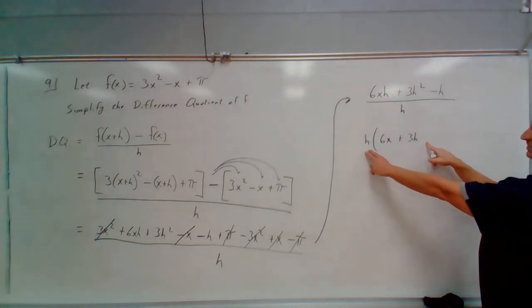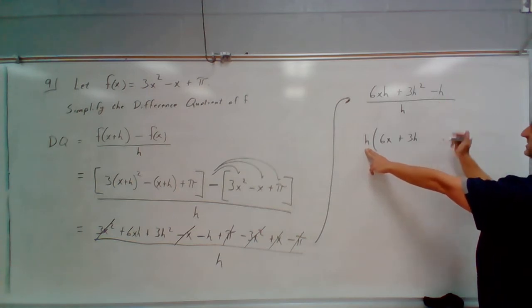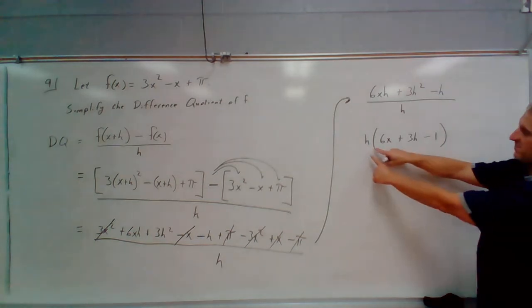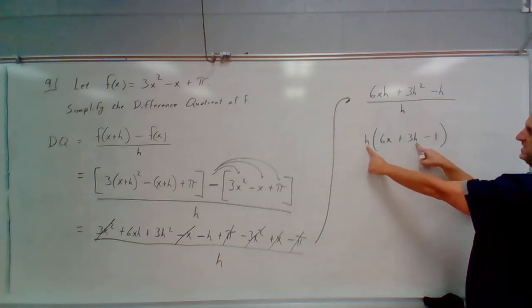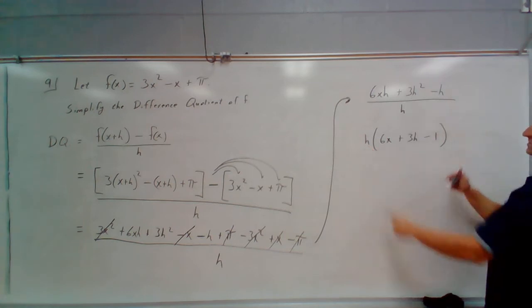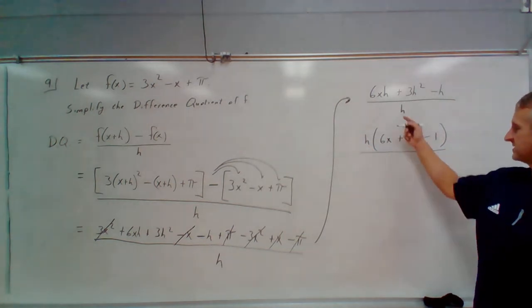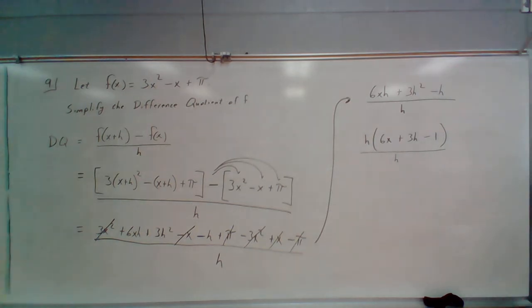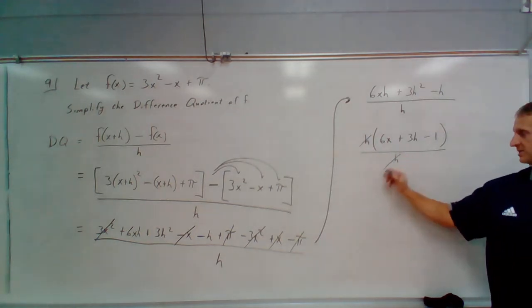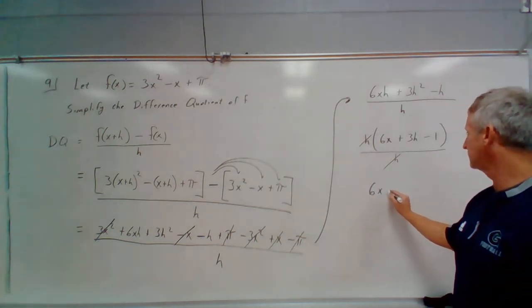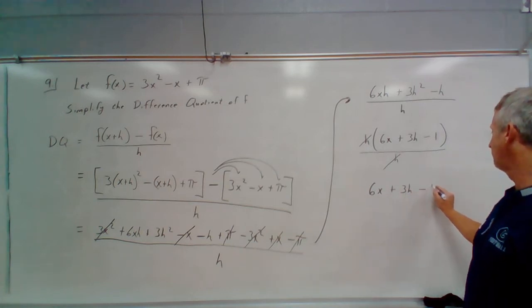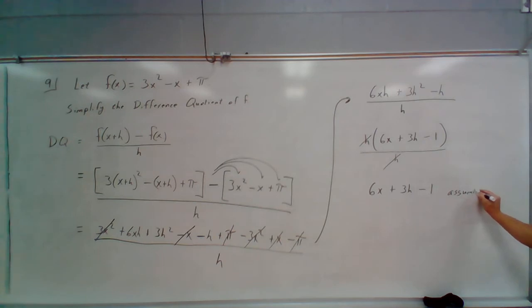And then a lot of people make a mistake here, so be really careful. If I factor an h out of that, that'll leave me with minus 1. Double check myself. If I multiply this h back, if I distribute it, I would get 6xh plus 3h squared minus h. So that's right. And it's still all over h. All right. These h's will cancel as long as h is not equal to 0. So my final answer would be 6x plus 3h minus 1, assuming that h is not equal to 0.